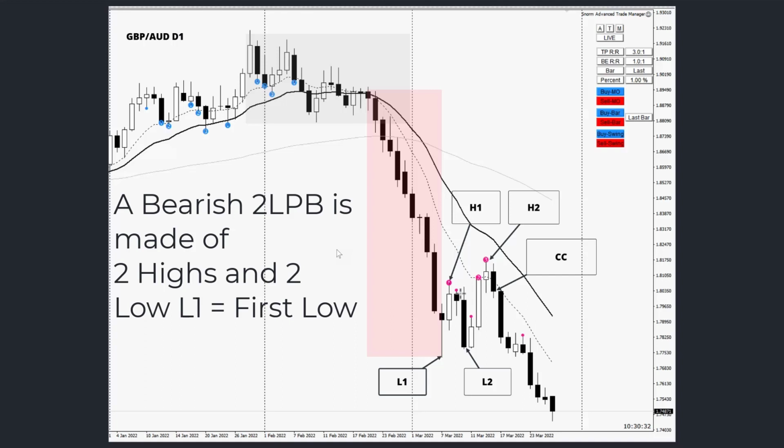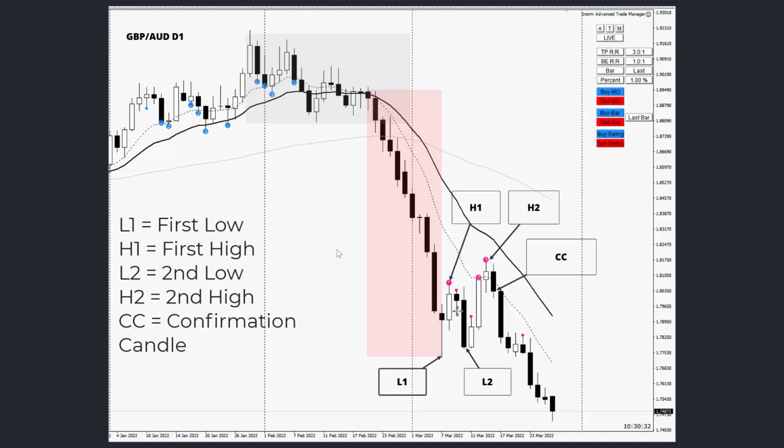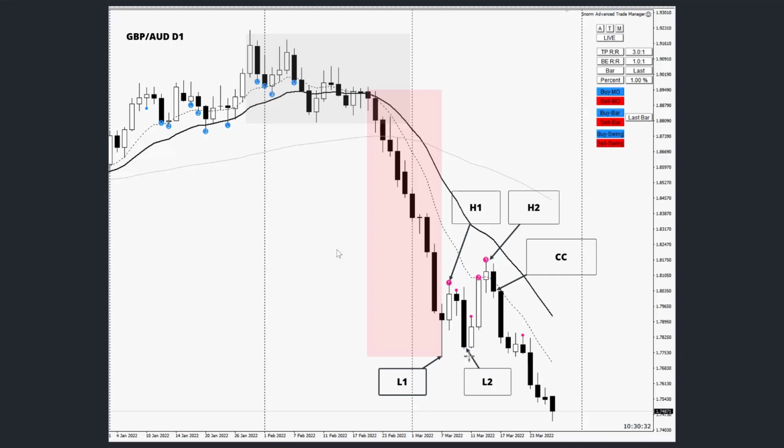Then the market starts to resume, breaking the low of this candle or even this candle. As soon as it breaks the low of this candle, and specifically this one is an inside candle, so we will leave it. As soon as it breaks the low of this and closes, you have your second low. So that's your L1 and that's your L2. And so you have your L1, you have your high 1, and you have your low 2.